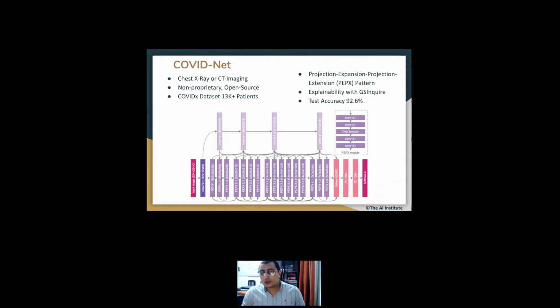They have also crowdsourced a data set, COVID-X, and it has an adequate number of samples which you can download if you go to the open source code repository on GitHub of COVIDNet and download the COVID-X dataset.